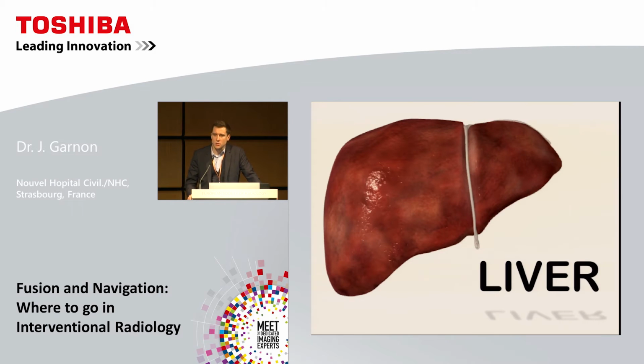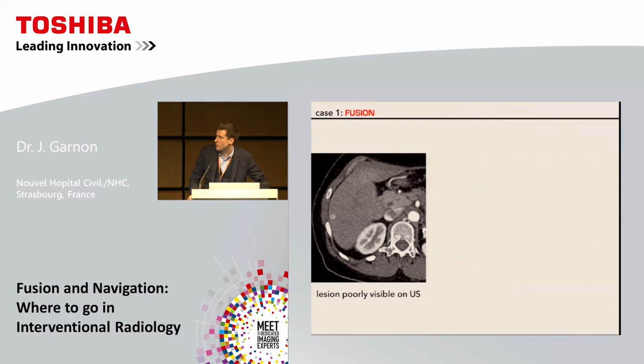To try to convince you, I will give you some clinical cases. Let's start with the liver, which is probably the most frequently targeted organ with ultrasound. First example, the interest of fusion imaging. Look at this small subcapsular hypervascular metastasis, clearly visible on the arterial phase of the CT scan, but poorly visible on ultrasound alone.